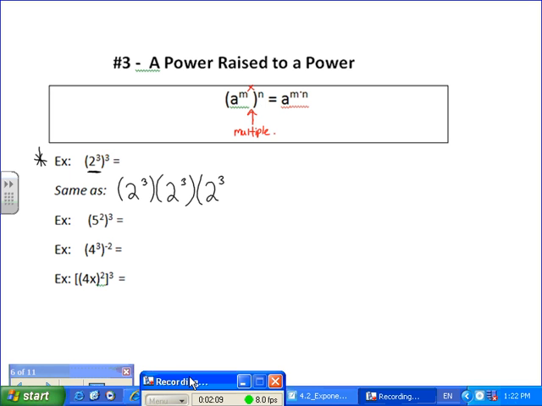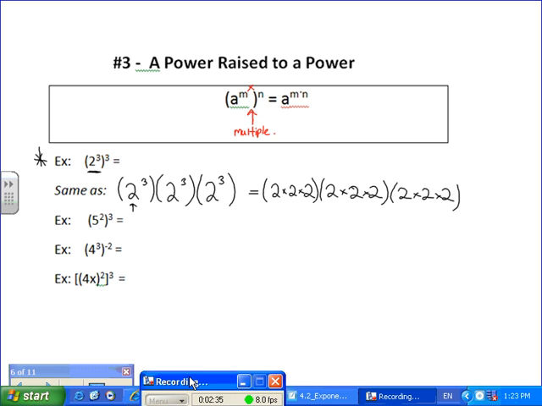So that's 2 cubed times 2 cubed times 2 cubed. Now, I could also write each one of those factors as 2 times 2 times 2, because 2 cubed is equal to 2 multiplied by itself 3 times. So we could also write that like this: 2 times 2 times 2, times 2 times 2 times 2, times 2 times 2 times 2.